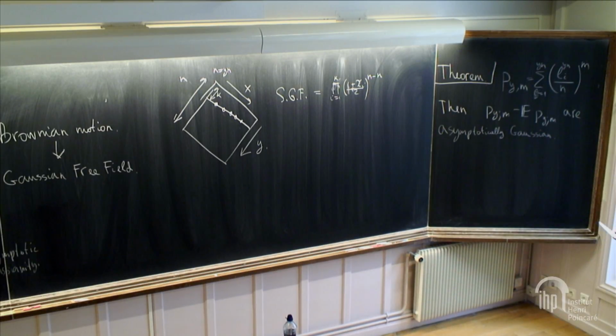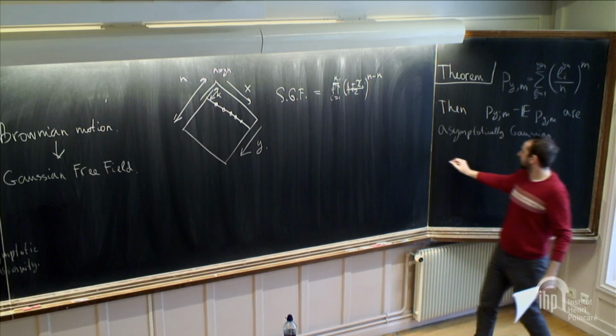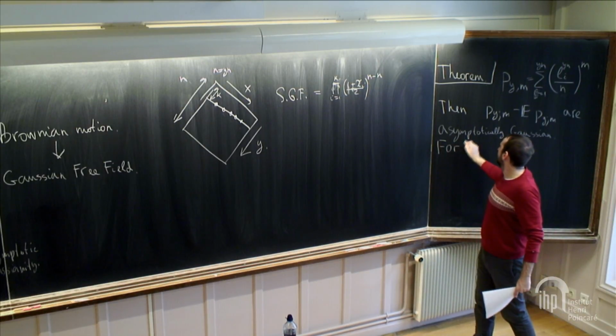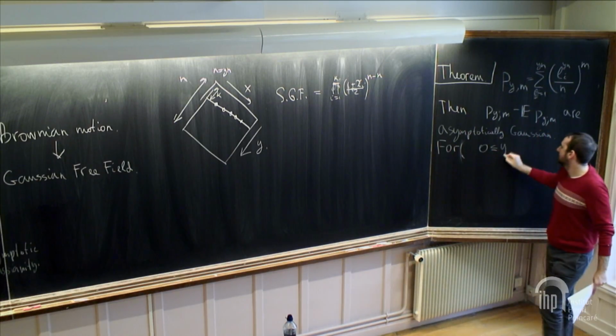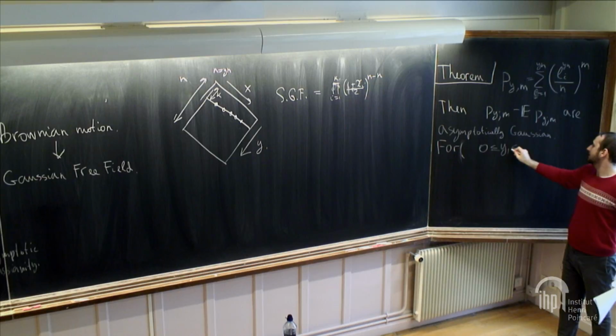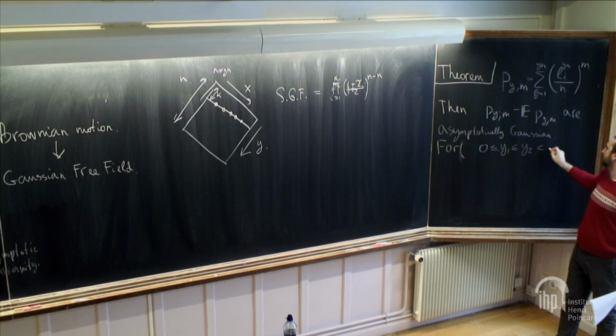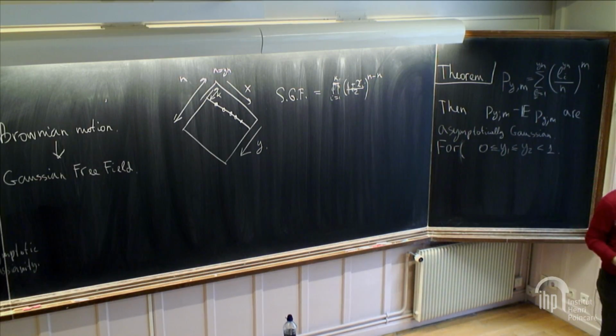And so everything is defined by their covariance. And the covariance for 0 smaller than y1, smaller or equal than y2, smaller than 1, we can write down as the following thing.